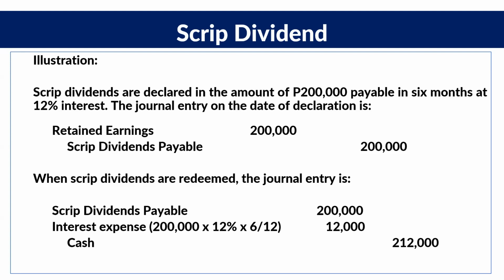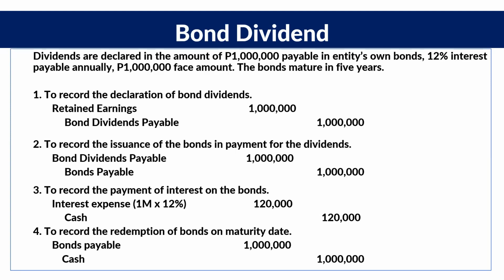So, for example, kung December 1 yun na declare or na-issue, so that mag-accrue siya ng 1 month interest as of December 31, at the end of the year, no? So December 31 if they're following calendar year. So that's scrip dividend. Next is bond dividend. So yung concept is just the same, no? This is still a liability dividend.